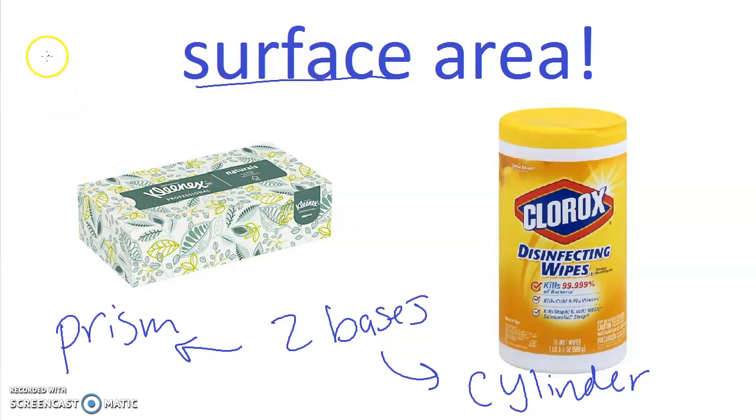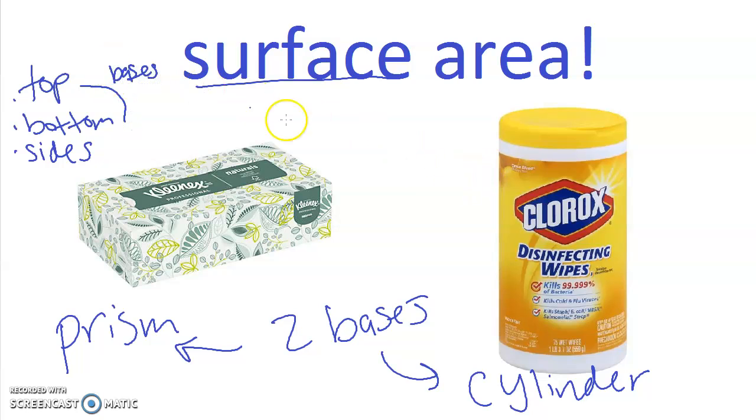Well, the surface area would include the top of the Kleenex box, the bottom of the Kleenex box, and also the sides. So if I think about the top of this box and the bottom of the box and the outsides of the box, that would give us everything, all the area of the surface. And because there are two bases, the top and the bottom would be considered the bases.